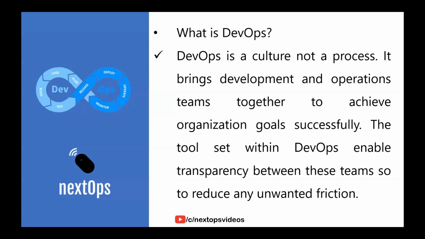So DevOps streamlines the standard practices for both of the teams so that they can follow it, improve productivity, and reduce unnecessary friction. So this is what you need to explain. First, you need to understand what DevOps is, and why it is important to follow DevOps within the organization.